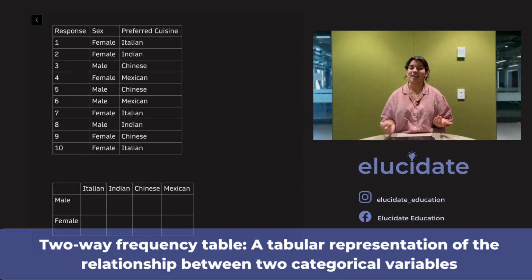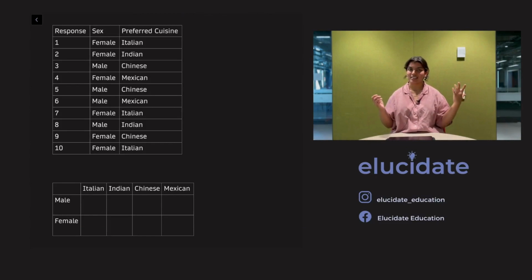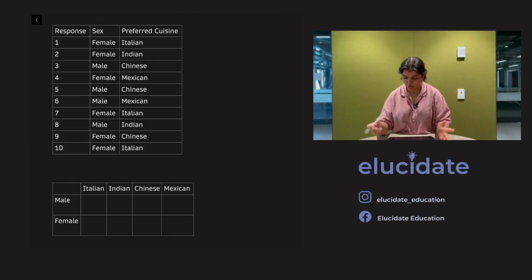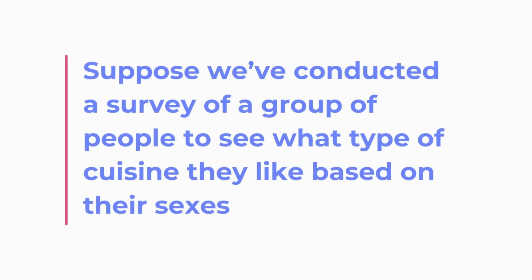Two-way frequency tables are used in a variety of contexts throughout applications, so it's important for us to understand the fundamentals so that we can apply it to future questions. So let's look at an example. In this example, let's suppose that we have conducted a survey amongst a group of people to see what type of cuisine they prefer based on their sexes.